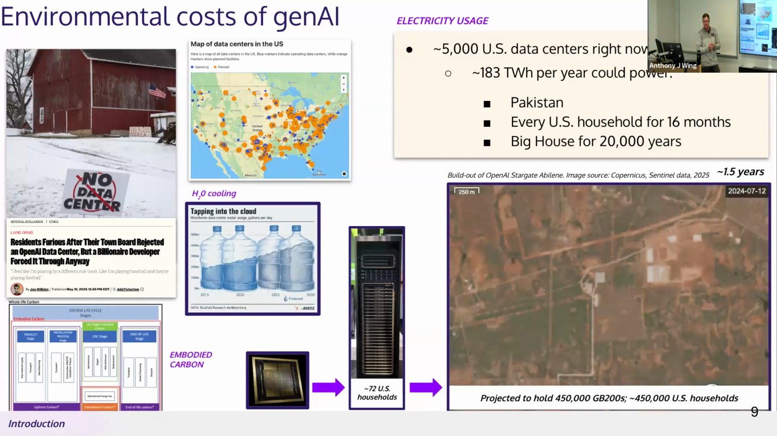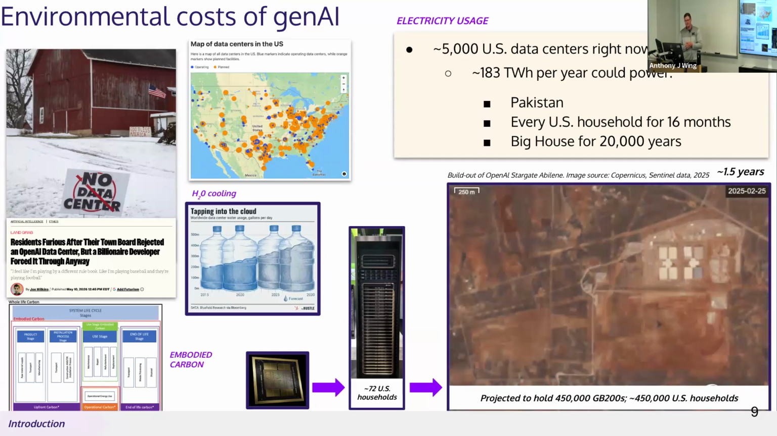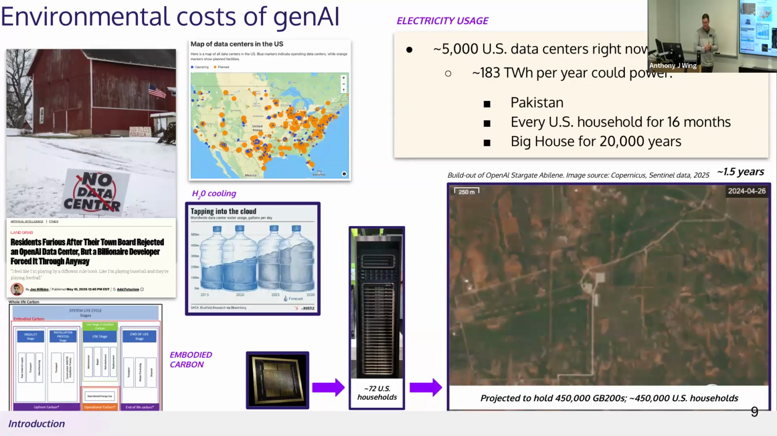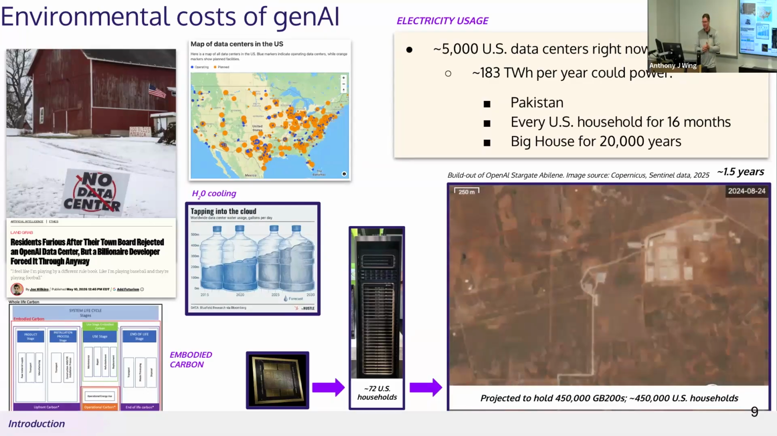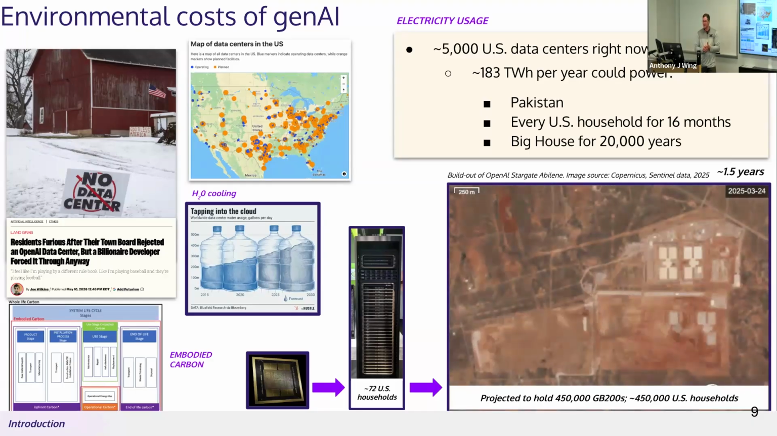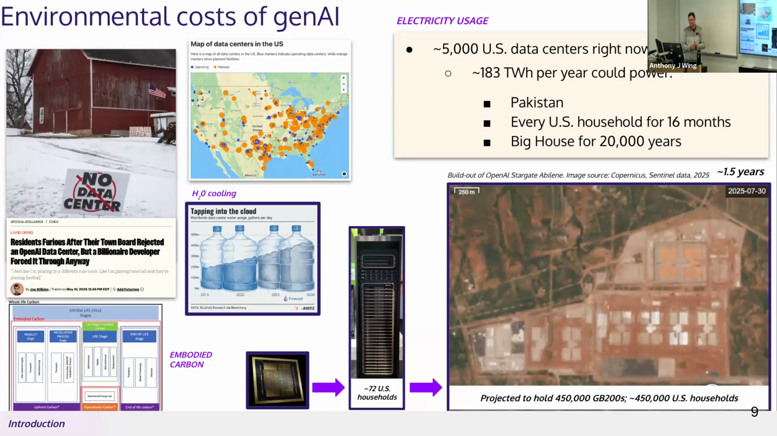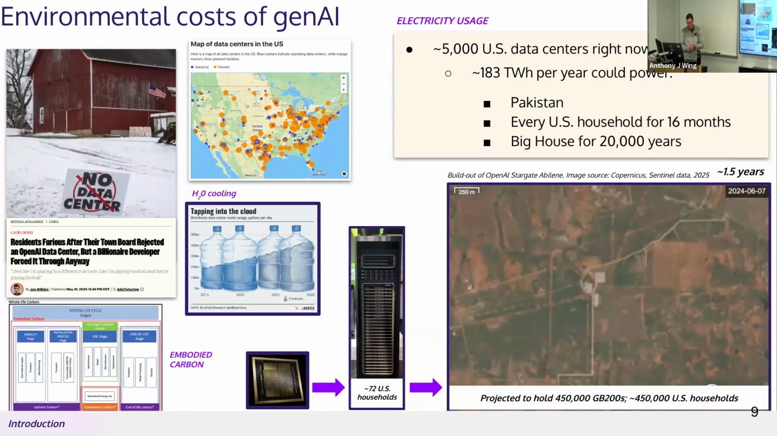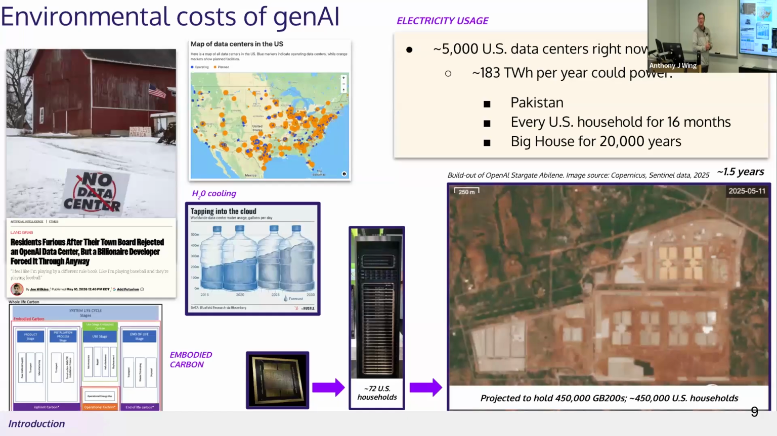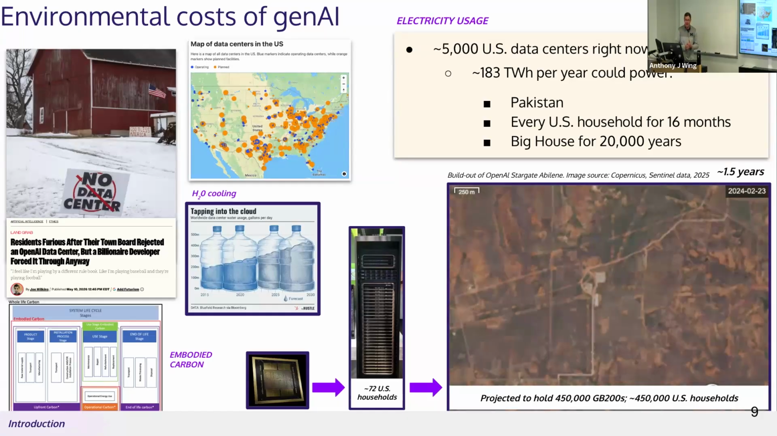If we were to just think about those 5,000 data centers, that is enough to power all of Pakistan, just for reference here. Every US household for 16 months. And if there's any football fans out there, the Big House for 20,000 years. And that's going to double in just under 2 years. On top of that, outside of electricity, there's H2O cooling. So hundreds of millions of gallons every single day are being used to cool these data centers.